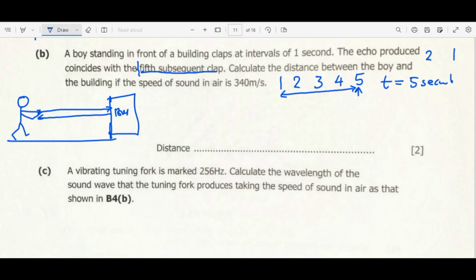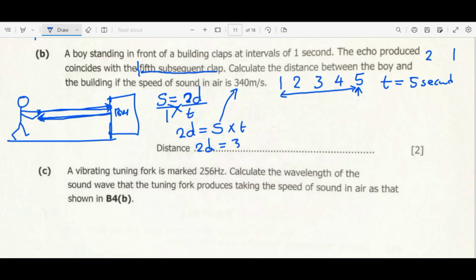So if we have time, how can we find the distance? So we'll say speed is equal to 2d over time. Why are we putting 2d? There is the going and the coming. So whenever I deal with an echo, it's 2d over time. So over 1, we cross multiply, which is 2d is equal to speed times time, which is, let's say 2d is equal to, what's our speed? So speed is 340 meters per second, multiplied by, what's our time? Multiplied by 5.